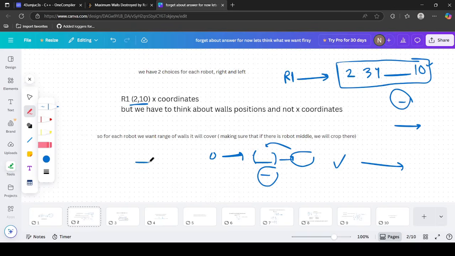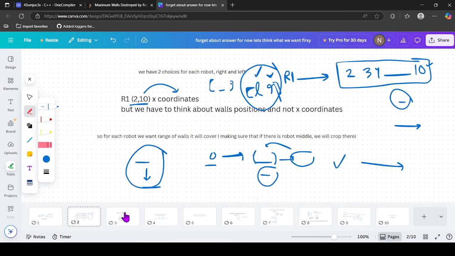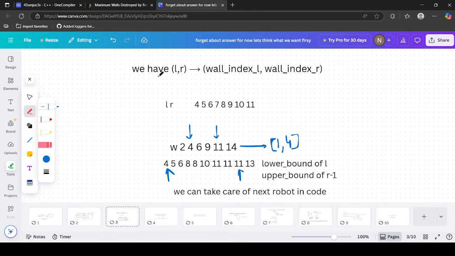So from the x coordinates, we want a function that returns a range of walls. Here we have the x range 2 to 10, but we want a range of indices, for example L and R, such that all the walls from wall[L] to wall[R] are destroyed by a single robot firing a bullet. So we want wall index L and wall index R. For example, let's assume that L to R is 4 to 11, so all these positions are affected by the robot firing in the right direction.